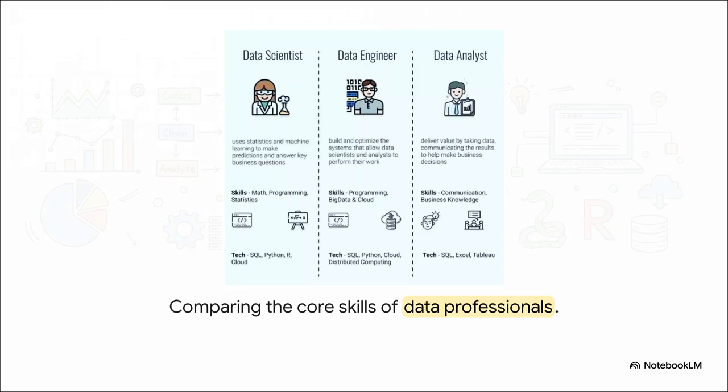The data scientist has a predictive focus. They're the ones using heavy math and machine learning to answer the big business questions. The data engineer, they are all about systems building. They build the literal cloud infrastructure and databases that make the other two roles even possible. And then the data analyst focuses on communication. They take that data, create visualizations, and communicate the results so business leaders can actually make informed decisions.